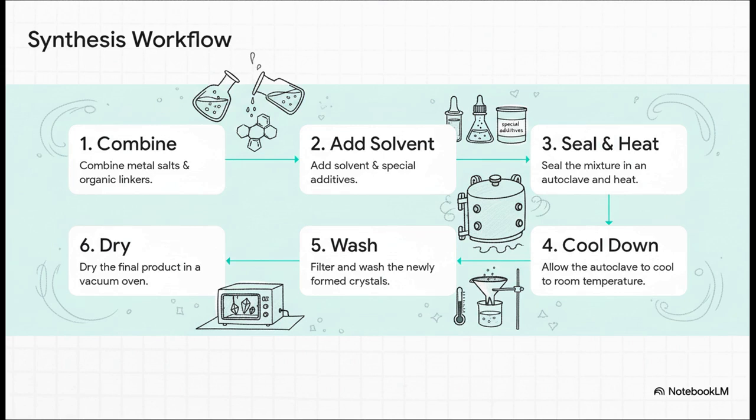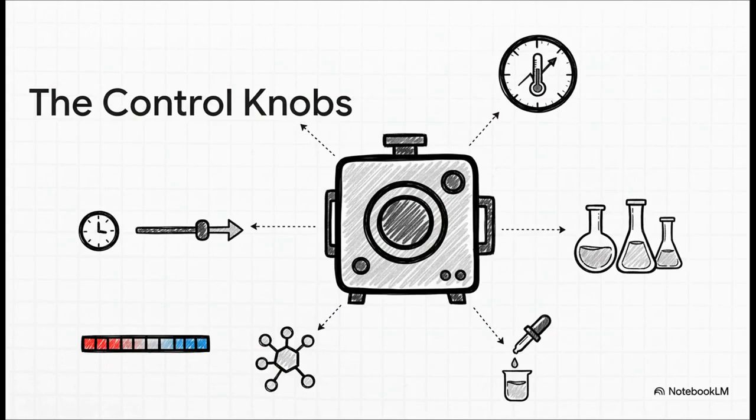Easy, right? But the real magic, the artistry really, happens when you start messing with the details in that recipe. And here are all those little knobs you can turn. How hot do you make it? How long do you cook it for? What exactly are your starting ingredients? Do you throw in a little something extra, like a surfactant, to help guide the shape, or a reductant to tweak its chemistry? Even something as simple as the pH level can completely change the final product. By playing with all these variables, scientists can pretty much dictate the material's final shape, its size, and even its electronic properties. It's incredible.